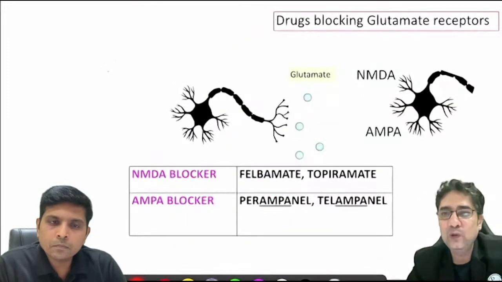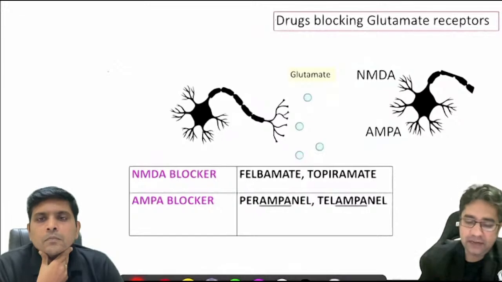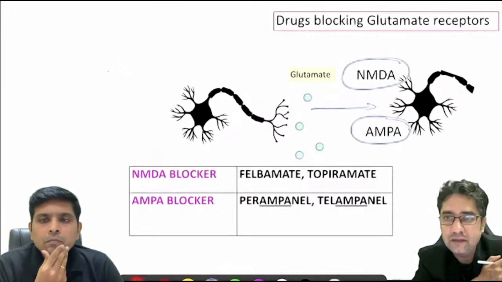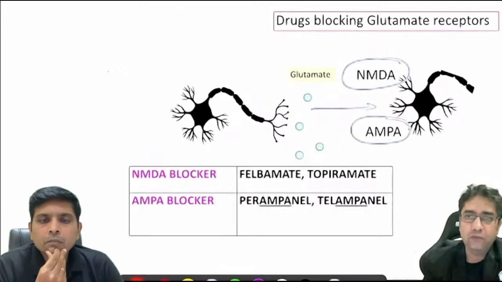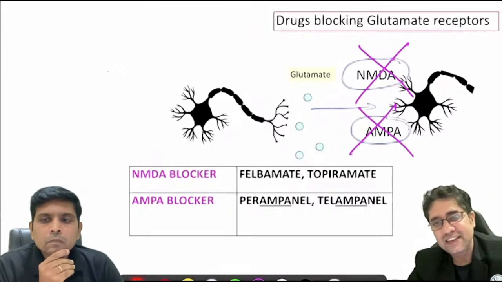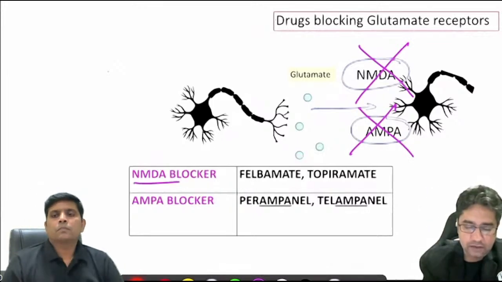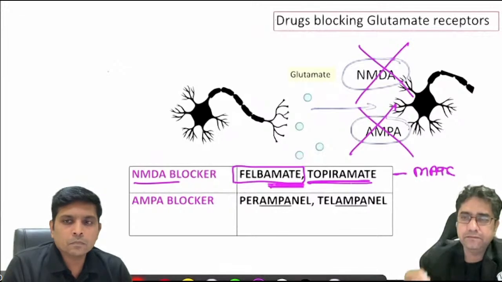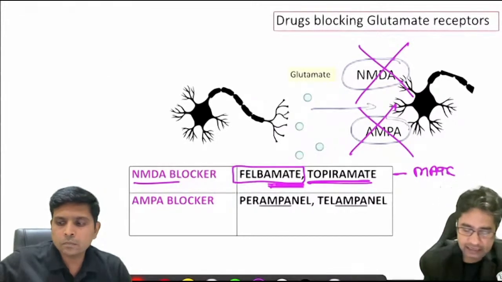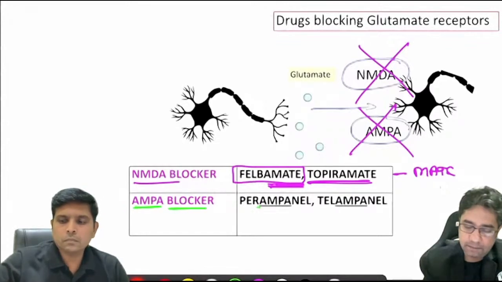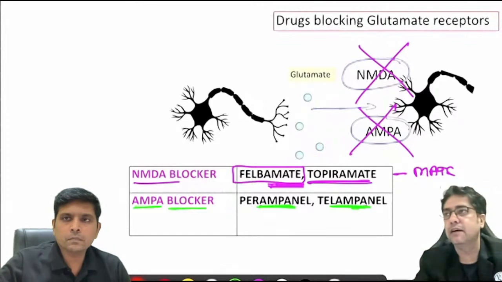Lastly, when this glutamate is released, glutamate acts on NMDA receptors and AMPA receptors. So the last class of drug: can we block the receptors of glutamate? The answer is yes. The drugs which are NMDA blockers, just the brother of glutamate, are felbamate and topiramate. You can see the 'mate' word will come, just like glutamate. And lastly, AMPA blockers. In AMPA blockers, you can see perampanel and talampanel, the 'panel' word is coming.